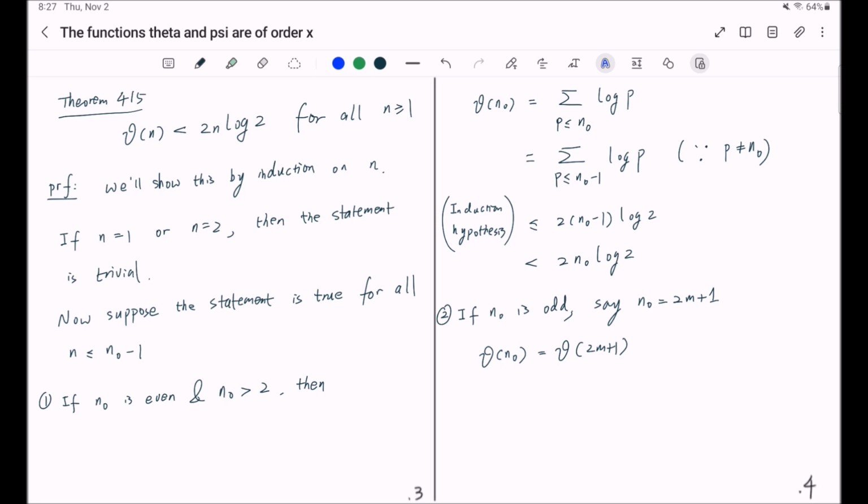And now comes a very tricky step. So this is a very tricky step in the proof. We're going to split this theta of 2m plus 1 in two parts. And now, because m plus n now will be less than n naught, therefore, the induction hypothesis applies to this part.